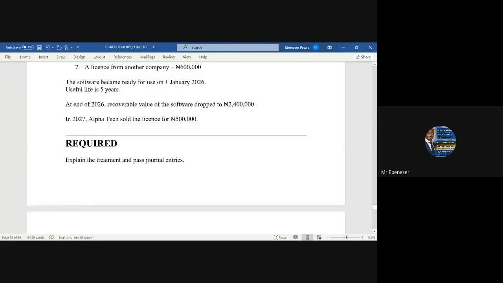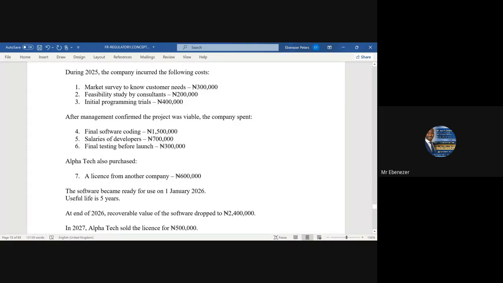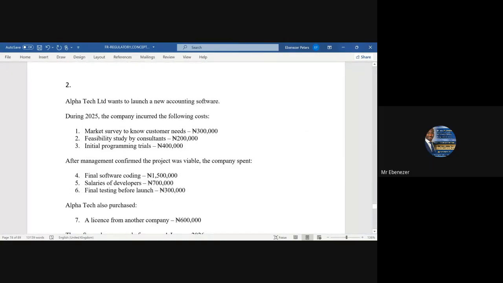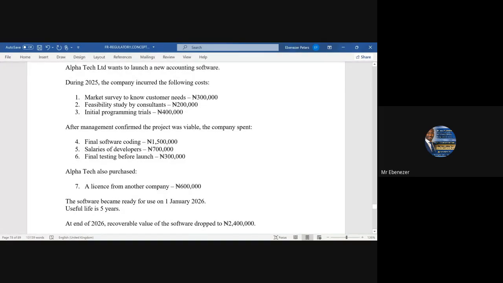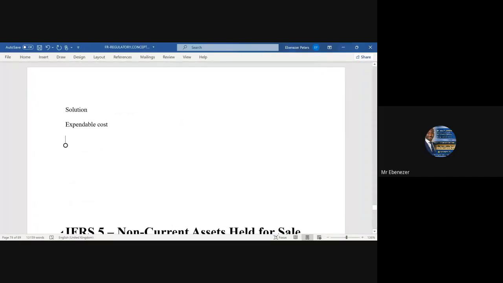So from this question, what are the costs that will be expensed? Market survey to know customers' needs. Please snap the question so it will be easier for us to navigate. Have you snapped? Okay, let's go. So solution, expendable cost. Number one is what? Market survey to know customers' needs.